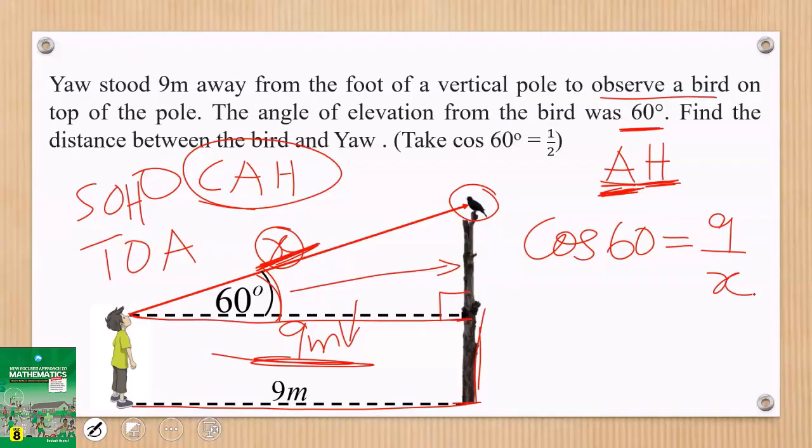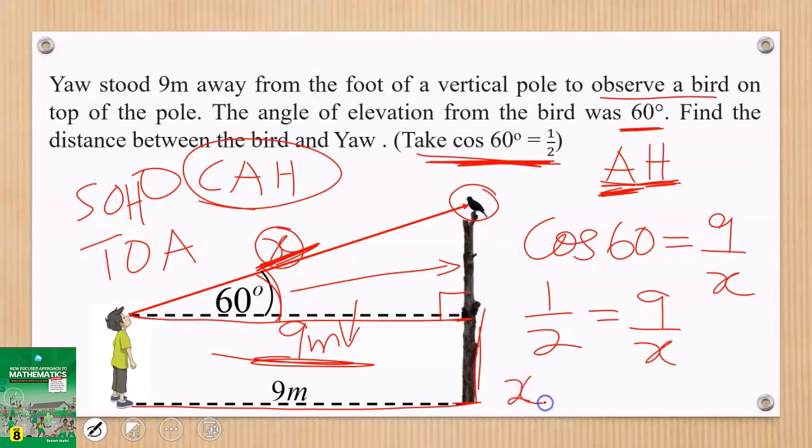So we want to make x the subject. Now the question said we should consider cos 90 as half. So I can put half in place of cos 90 and then cos 60, and then simplify it this way. With the help of our simple algebraic work, we can do cross multiplication here.